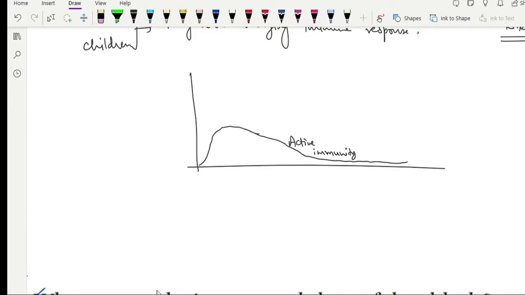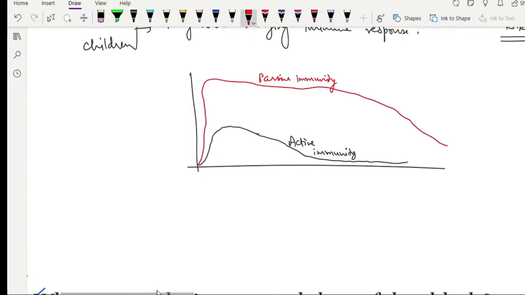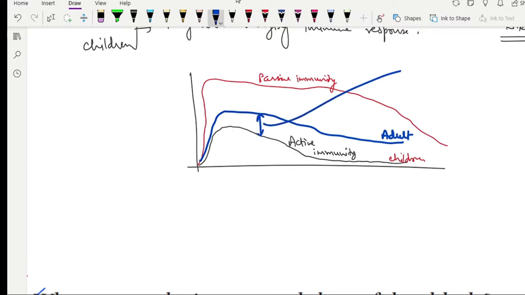And what is this due to infection? This curve is for infection. This is passive immunity that is provided by vaccines or anything else. Now active immunity, this is for say children. Then for an adult it was like this. And why this difference? This difference is basically due to antibodies production. Okay, you got it now.